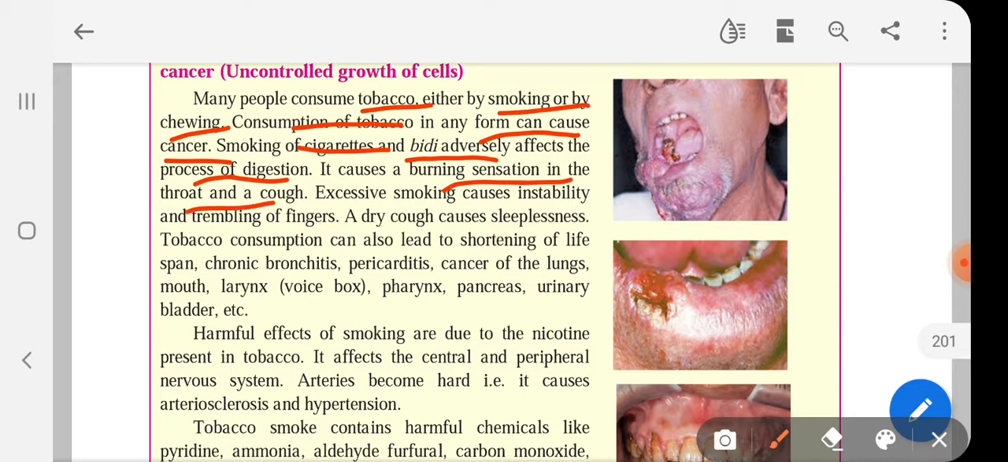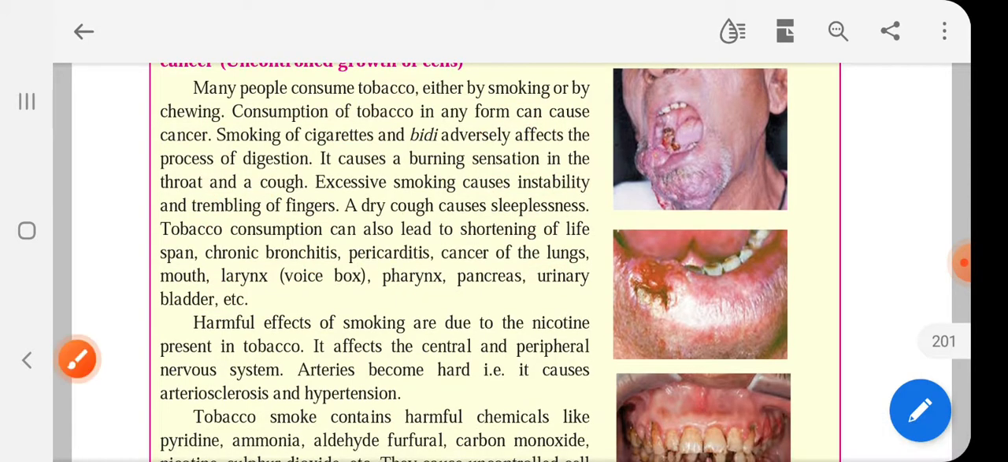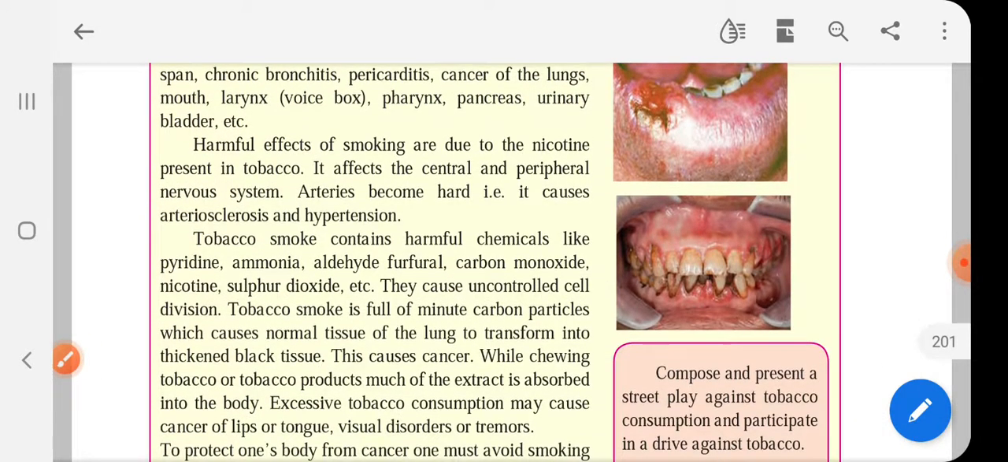Excessive smoking causes instability and trembling of fingers. Okay, a dry cough causes sleeplessness. Tobacco consumption can also lead to shortening of life. Chronic bronchitis, pericarditis, cancer of the lungs, mouth, larynx, pharynx, pancreas, urinary bladder, etc. So these are all the different types of cancers that can happen due to consumption of tobacco.